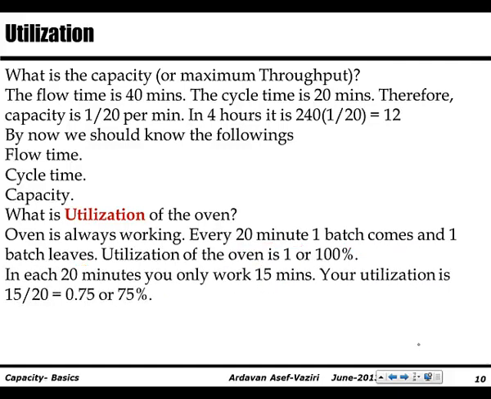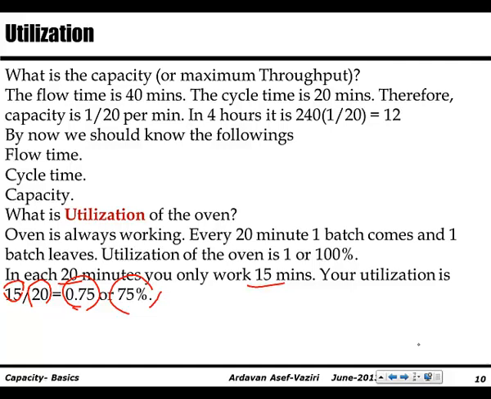In each 20 minutes, you only work 15 minutes. For 5 minutes, you wait for the oven. Therefore, your utilization is 15 divided by 20, which is 0.75 or 75%.